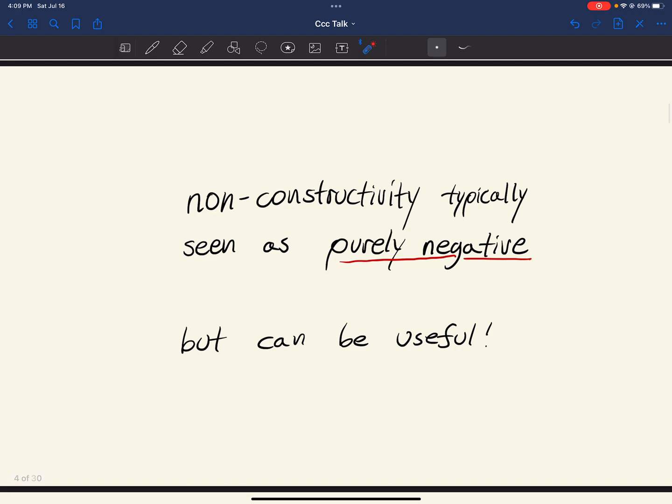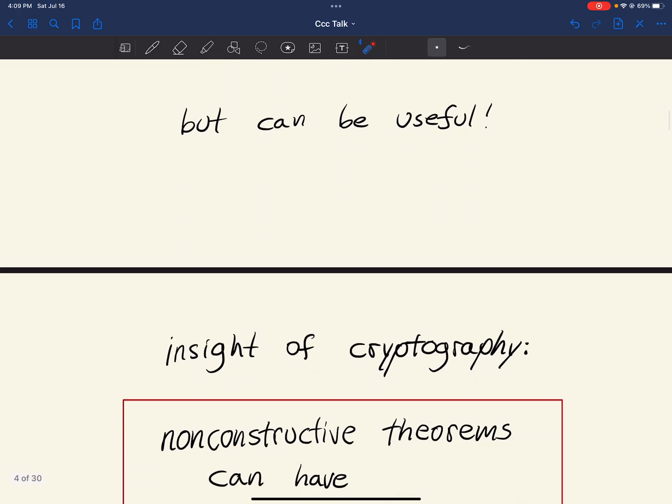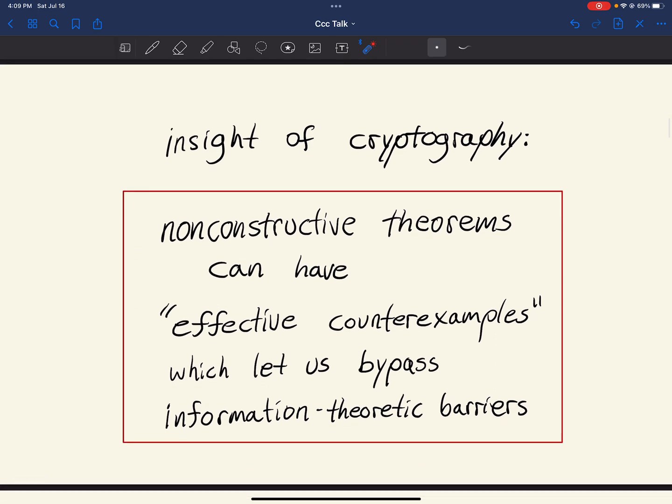Typically in complexity, when we say something is non-constructive, this seems like a purely negative result. But in this work, we're going to argue that this can actually be very useful, even computationally. This perspective originates in cryptography, with an insight first stated by Yao in his paper on trapdoor functions, that non-constructive theorems can have effective counterexamples which let us bypass information theoretic barriers. So what do I mean by this?